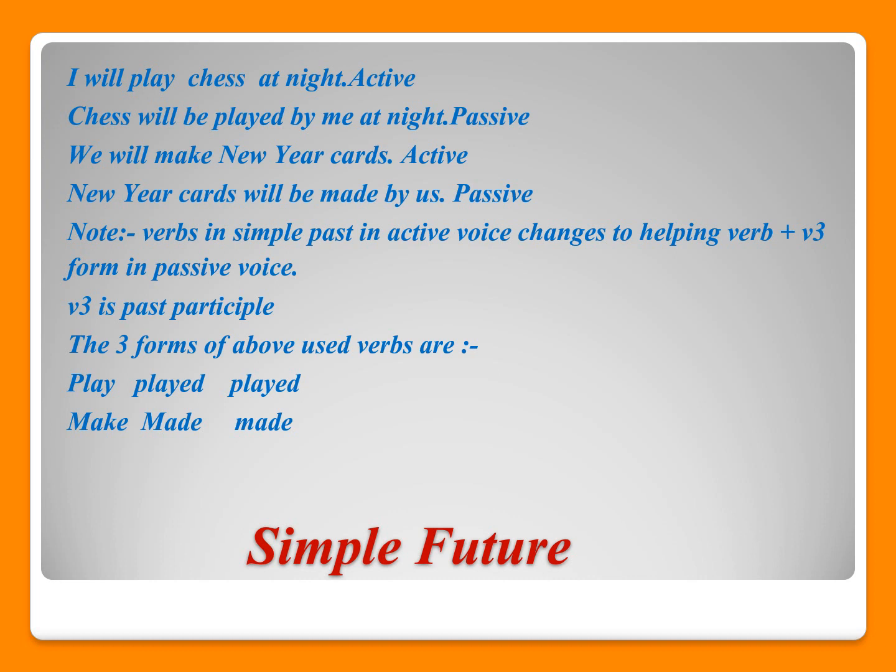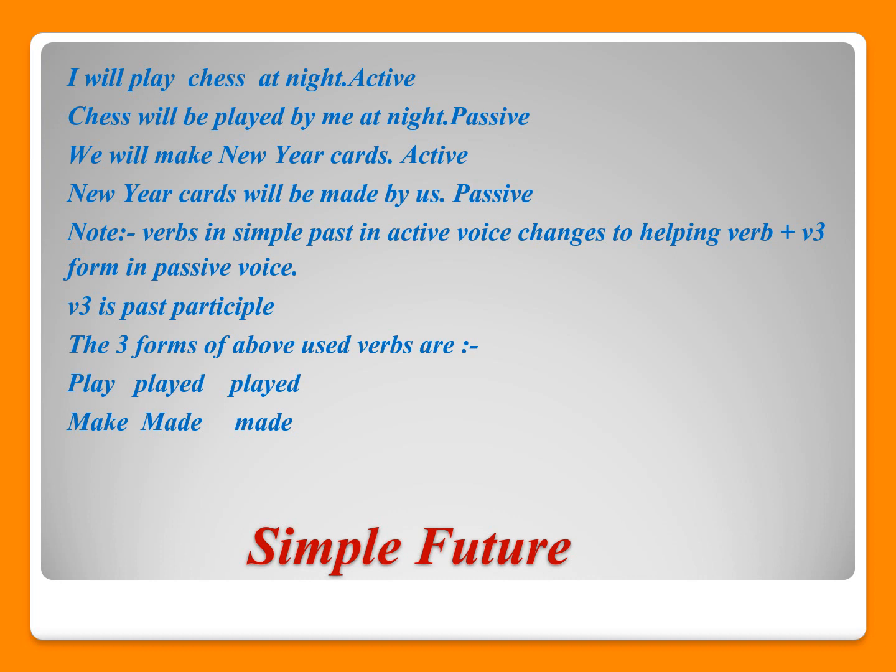These are the sentences with simple future form of tenses used. I will play chess at night. Chess is the object here, which is used at the first place. Chess will be played by me at night. Whenever there is this future tense, we need to add a be also in between. So the helping verb is will be, and played is the verb 3 form.